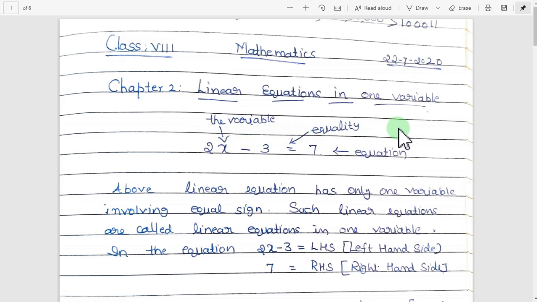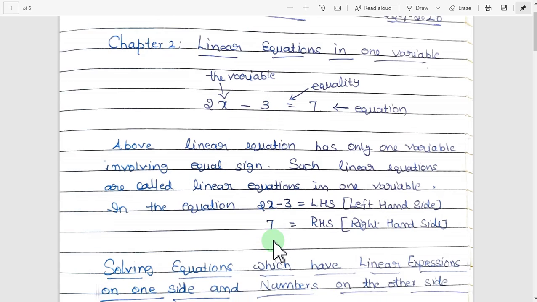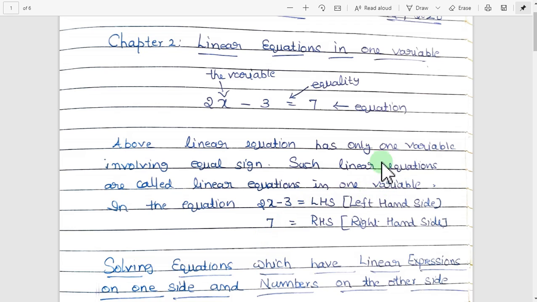See, this is a linear equation in one variable. Why is this called a linear equation in one variable? It contains only one variable. Also, it contains an equal sign, so this is called an equation. So the above linear equation has only one variable and involves an equal sign. Such linear equations are called linear equations in one variable.